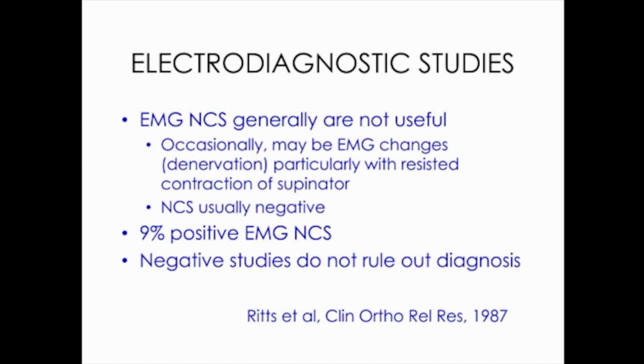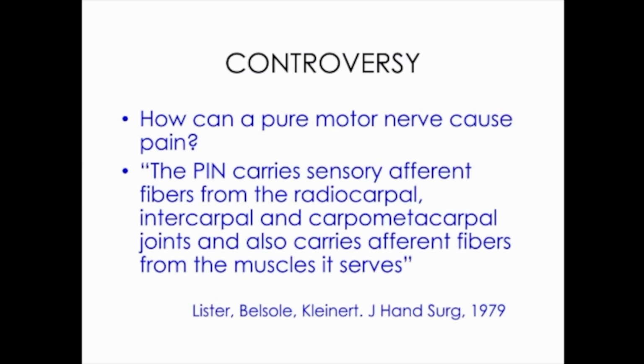Electrodiagnostic studies are generally not useful in radial tunnel syndrome. Occasionally there may be EMG changes, i.e. denervation, particularly with resisted contraction of the supinator, and generally the nerve conduction studies are negative. In less than 10% of patients, you have positive EMG and nerve conduction studies, according to this published article. And so negative studies do not at all rule out a diagnosis of radial tunnel syndrome.